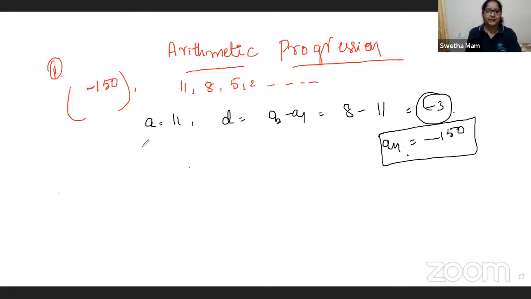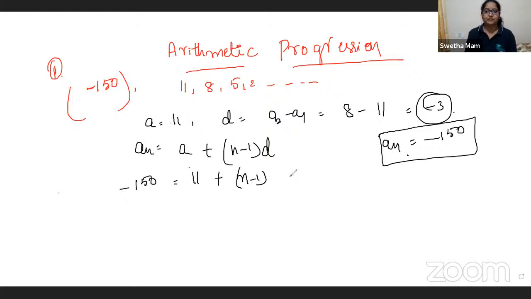So what is the formula? AN is equal to A plus N minus 1 into D. Just substitute the values. AN is minus 150, A is 11, N write as it is, difference is minus 3. Write minus 150. So take this 11 to the left hand side. Minus 150 minus 11, we get minus 161.